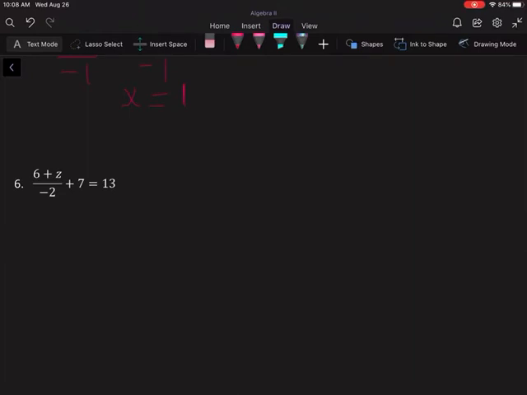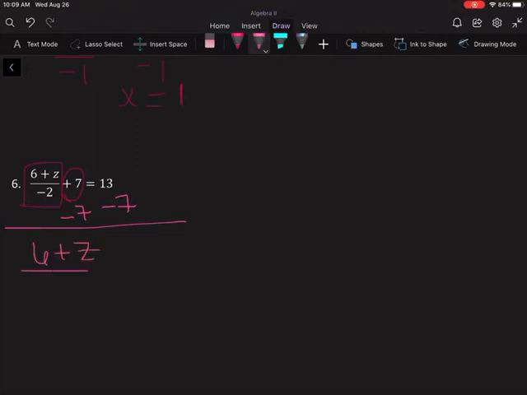All right, I think this is, oh, yeah, we got a couple more down there. This is the last of solving just regular equations. Okay, so now we have a combination of what we had before. This is what we had in the previous problem. But I have this 7 here. So I must get rid of that 7 first, right? So I'm going to subtract 7 from both sides. And I'm left with 6 plus z over negative 2 is equal to 6.